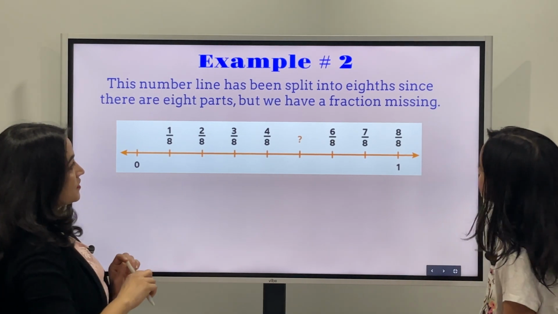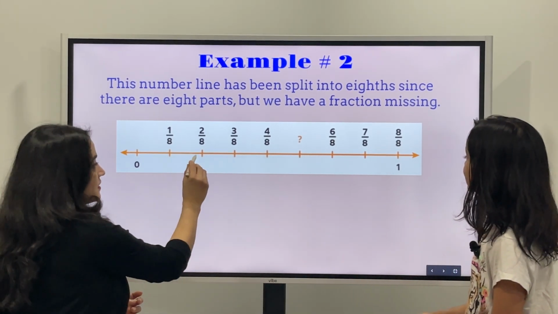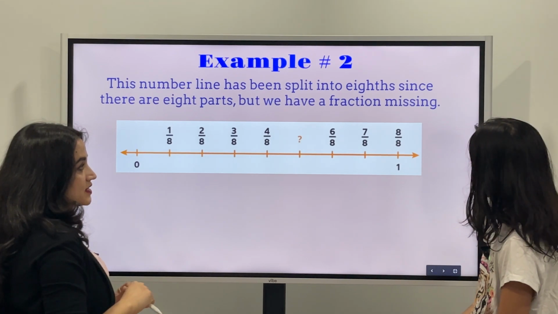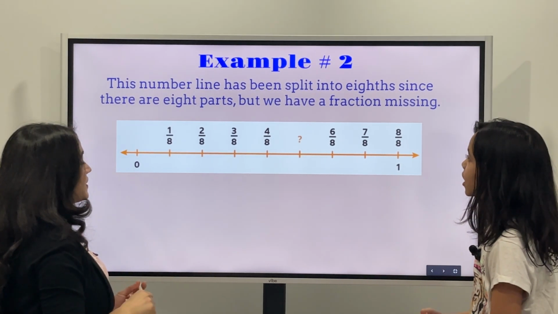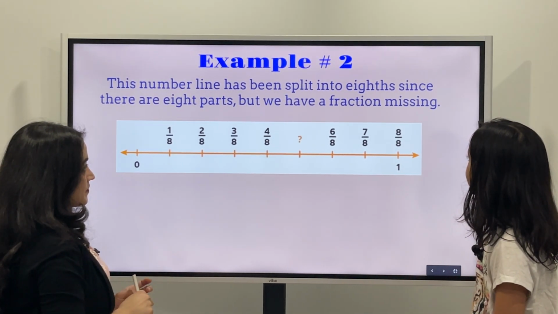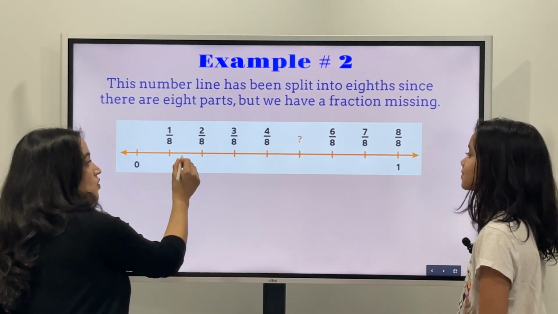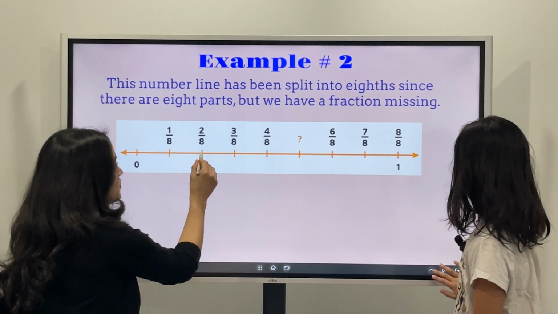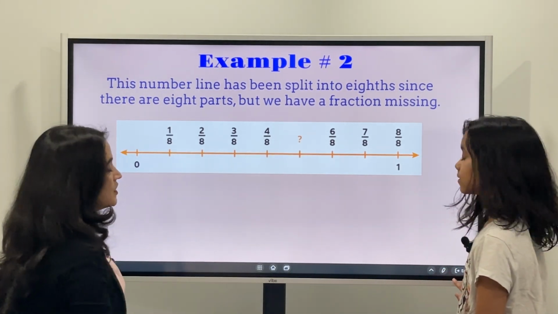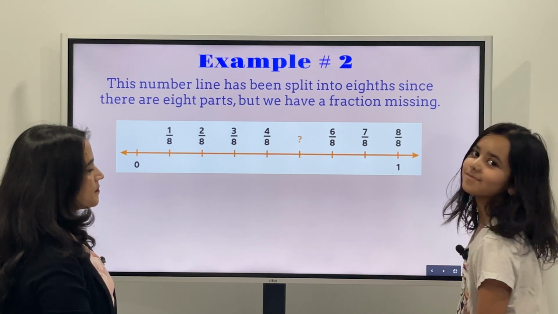This number line has been split into 8s since there are 8 parts, but we have a fraction missing. So it has 8 equal parts, right? 1, 2, 3, 4, 5, 6, 7, 8. So which one do you think is missing?